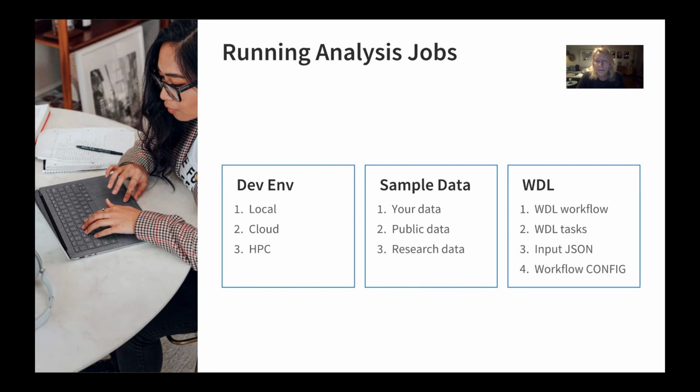If you're using WDL, then of course you're going to need to either write a workflow or find one. You're going to need to figure out how that integrates with the tasks. You're going to need to make a JSON file which shows where your input files are coming from. And then you're going to need to configure your workflow. So it's not as simple as just grabbing it and saying input and output. The configuration of a WDL file requires some understanding of what you're doing as well.